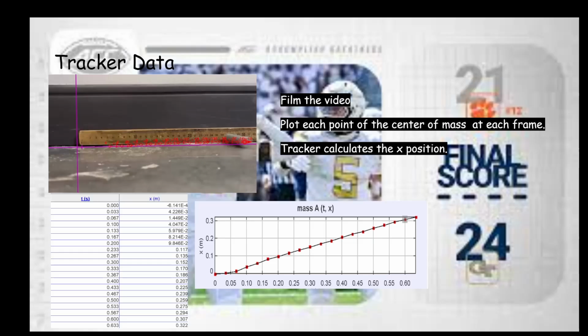So, Tracker data. We filmed the video, plotted each point like I said before, and Tracker calculates the x position for us. So this is where we get the data, and then we also get this graph. This is the graph that Tracker gave us. It's a graph in the positive x direction and has a positive slope.